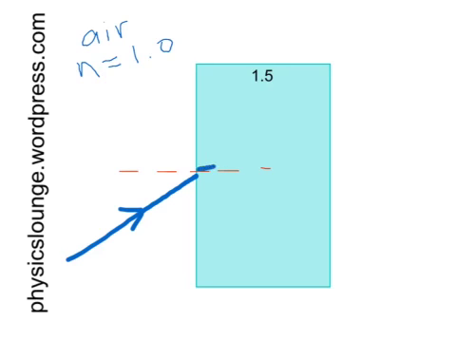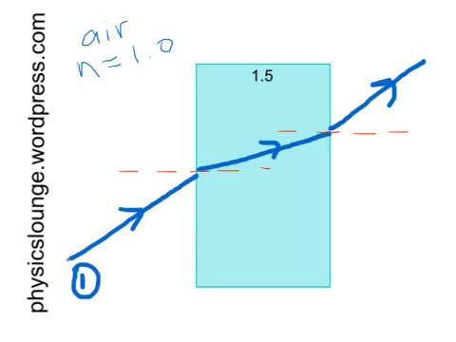It's going to bend towards the normal, and then at this surface, let's redraw our normal on there. Different normal for a different surface. As it's leaving, it's going to bend away from the normal. In fact it will be parallel to this initial ray. So we've got three sections: one, when it's incident, two, inside the block, three, when it's leaving the block.